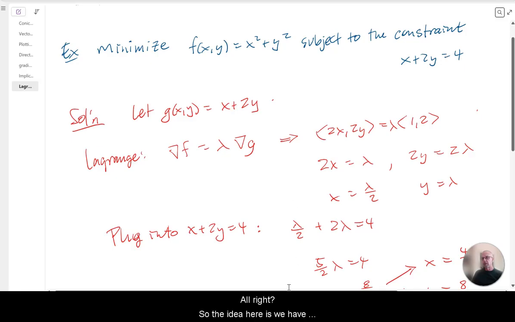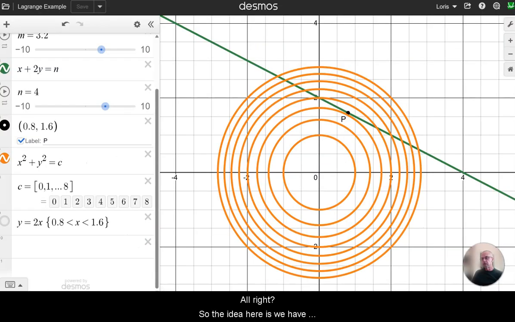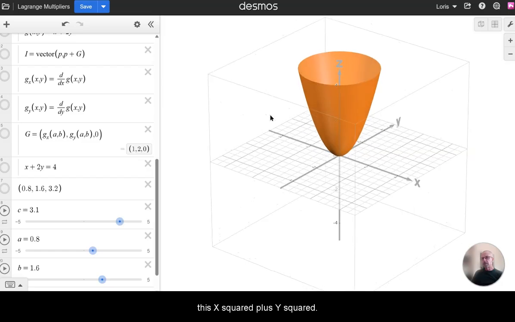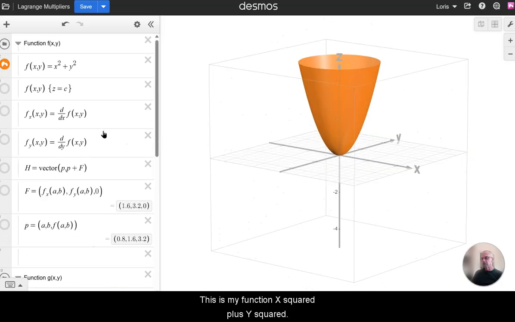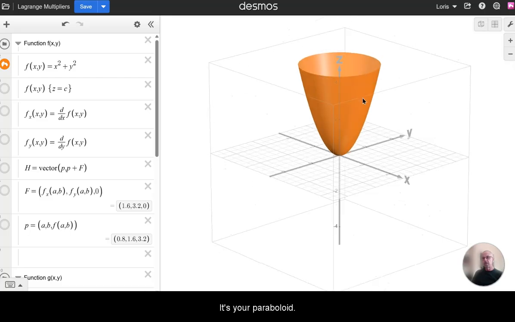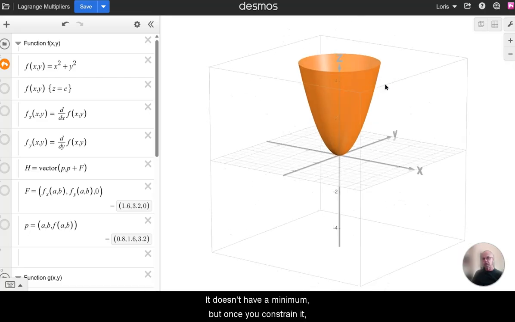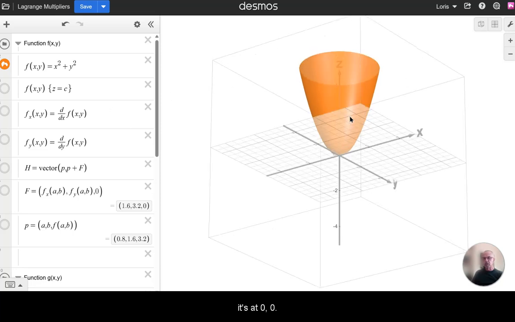All right, so the idea here is we have this x squared plus y squared. This is my function, your paraboloid. It doesn't have a minimum. But once you constrain it, well, it has a minimum, it's at 0, 0.